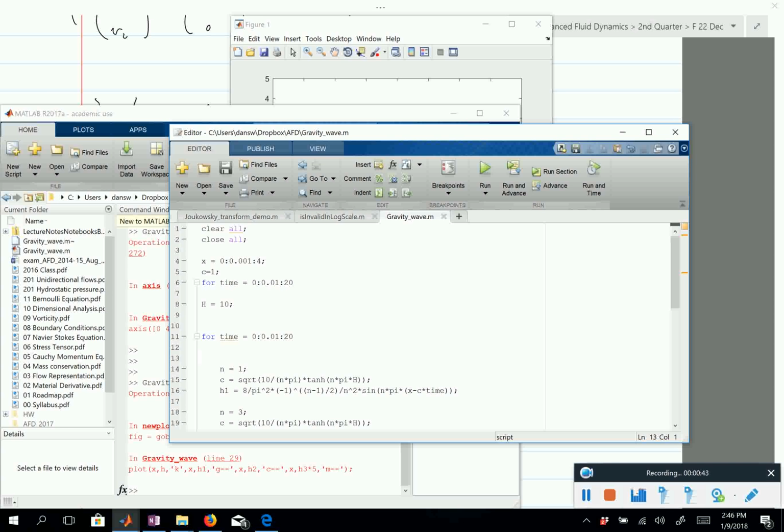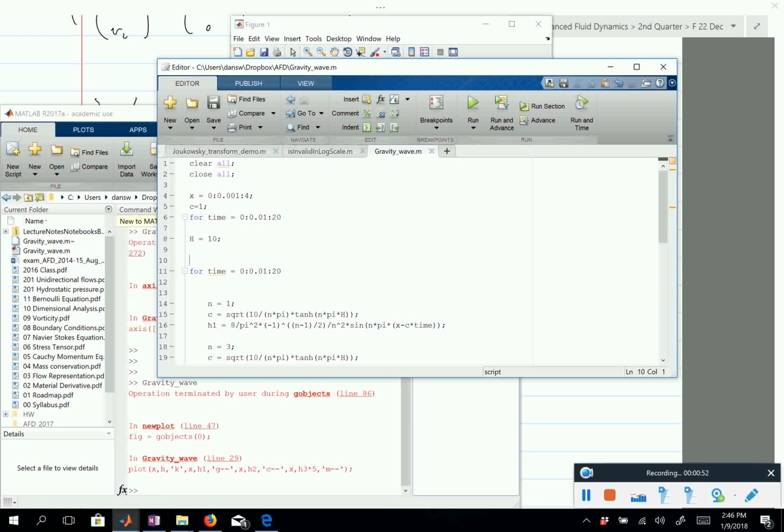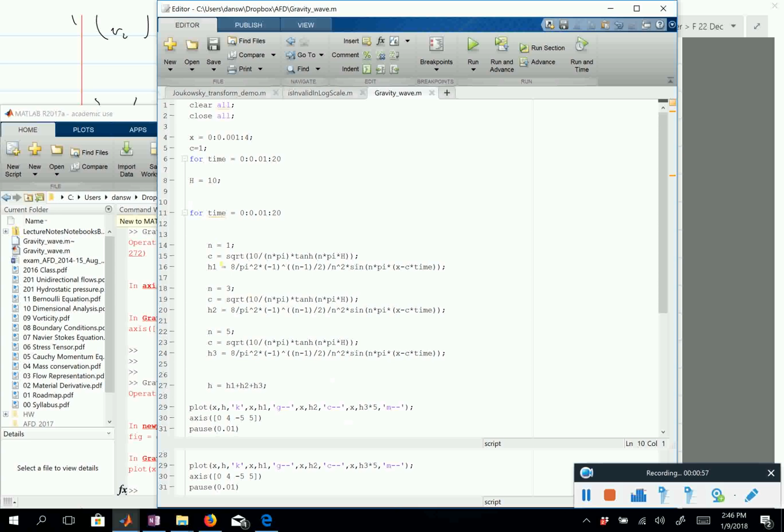So the only thing I do here is take three different wave numbers. So I superpose sines with wave number 1, wave number 3, wave number 5. I compute the corresponding wave speed for each wave number, and then I just superpose them to get the total shape of the interface. Okay, so you see that here h is equal to 10.